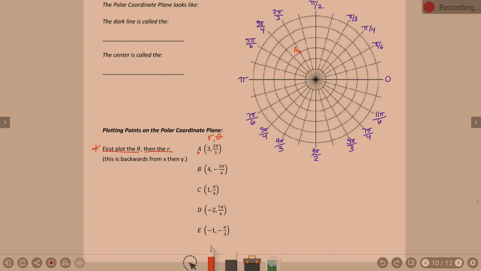Where are we going to land if I go a distance of 3 pi over 4? Right here at 5 pi over 4. So another name for this is also negative 3 pi over 4. Fair enough? So now what? On negative 3 pi over 4, I'm going to count out 4 rings. And that is what I have labeled as point B. The origin is 0. The first ring is 1.